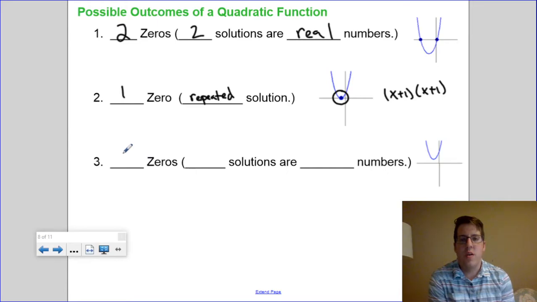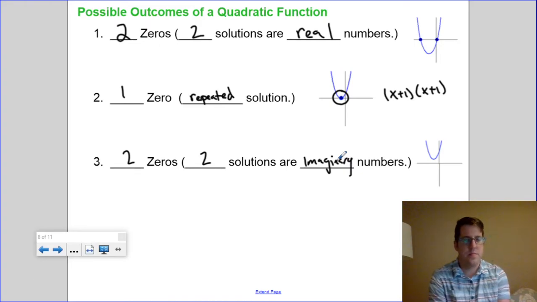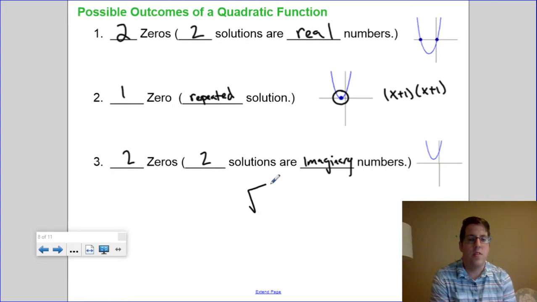You could also have 2 imaginary zeros, where your 2 solutions are imaginary numbers. This would be the sort of thing where in the quadratic formula, you would be, say, for example, taking the square root of a negative number. That's how you would know that you have imaginary solutions.